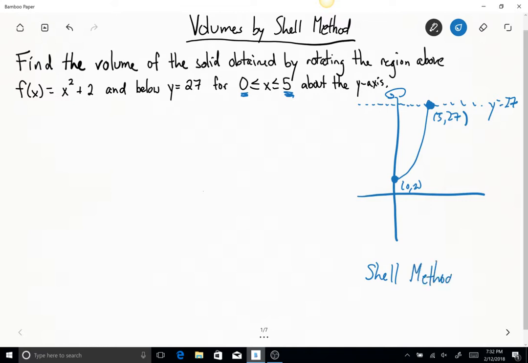And what does the shell method say? Well, the shell method basically focuses on the idea of using cylindrical shells to calculate this. And so I'm putting 2 pi r h and then d, and then we'll put a question mark essentially. So what does the r stand for? This is the radius of the shell, and h stands for the height of the shell.